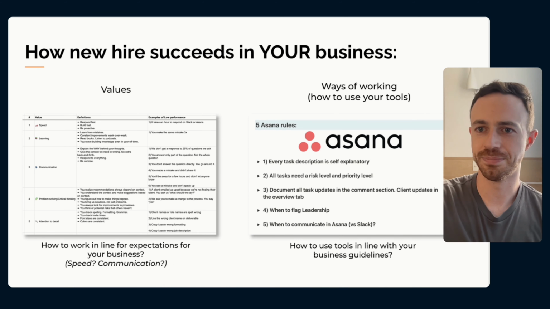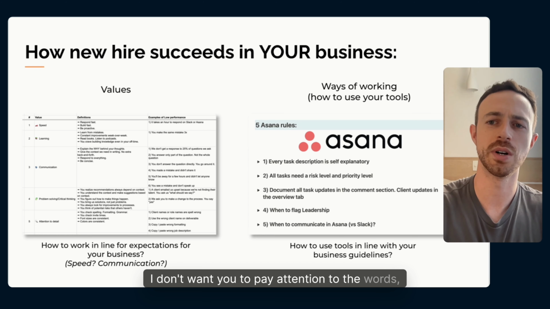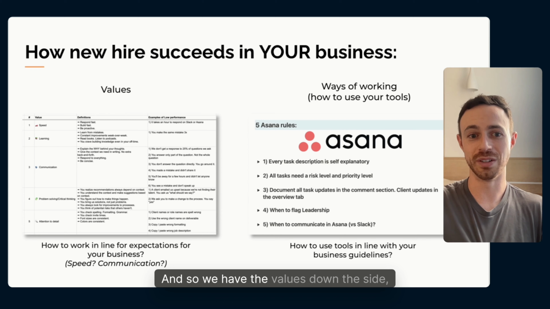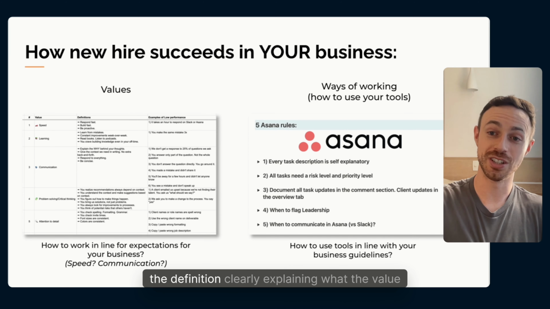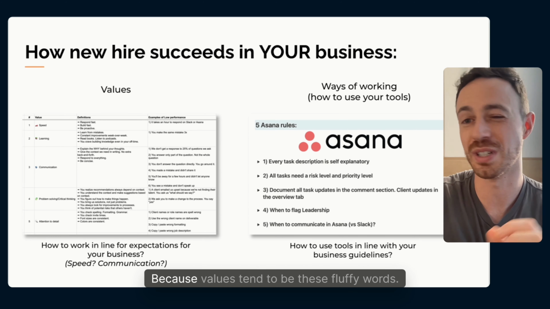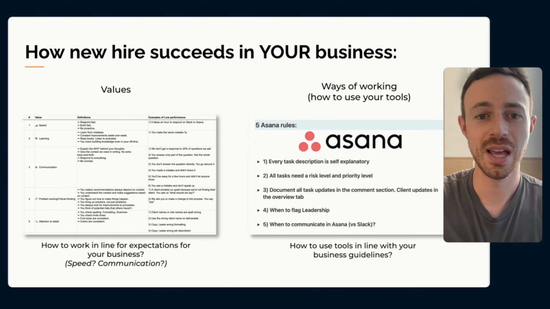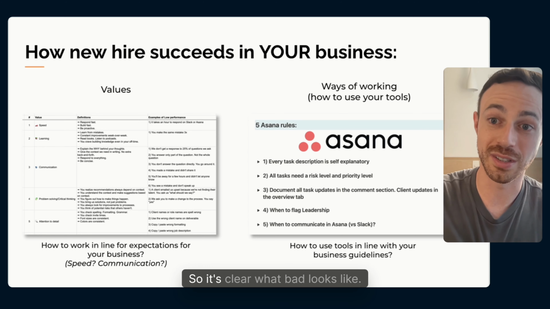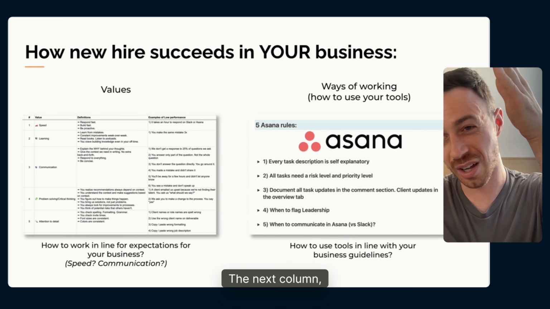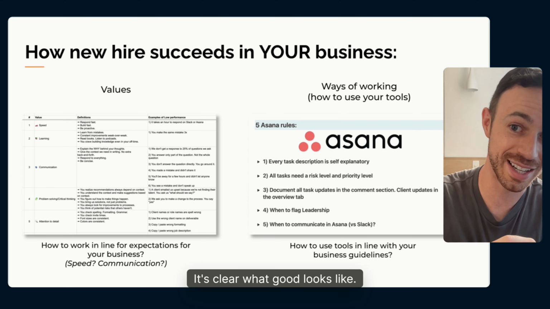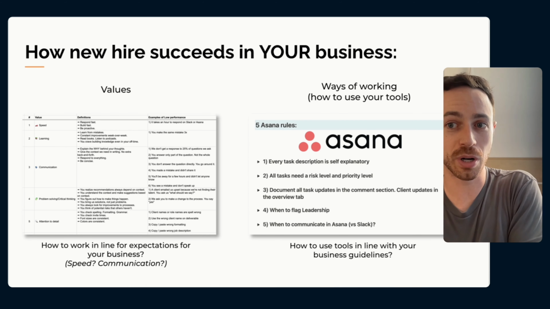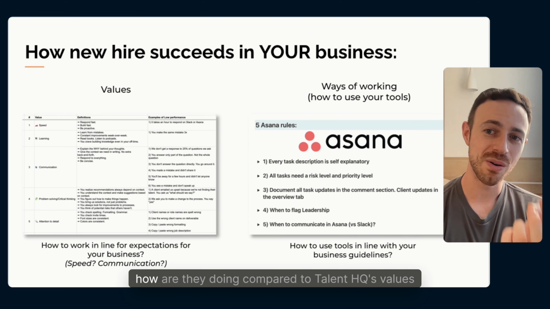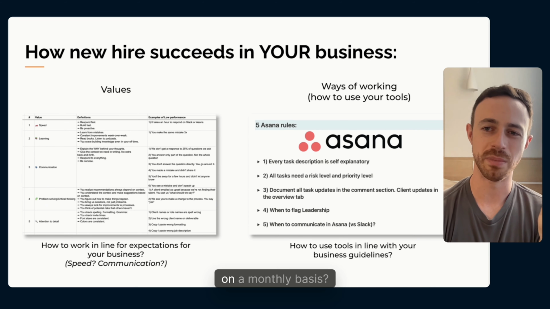If you see on the left here, it's intentionally small because it's an icon when you pay attention to the words, but the idea is that this is actually a performance tracker. We have the values down the side, the definition clearly explaining what the value is, because values tend to be these fluffy words that could mean anything. Then examples of low performance, and this is cut off, so it's clear what bad looks like. The next column, examples of good performance, makes clear what good looks like. This template is copy pasted for every person, so that on a monthly basis we talk about how they are doing compared to Talent HQ's values. Are they improving?